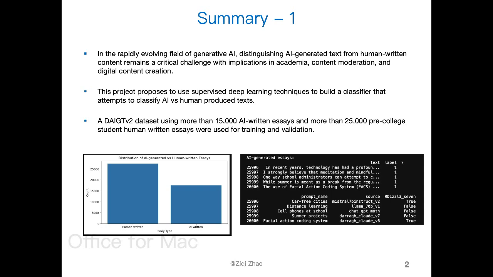And we can see in the bottom right corner of this page that in addition to the essays, they are labeled. A label of 1 means that they are AI written, and all of these essays were generated or written based on certain prompts, such as car-free cities or distance learning. And there's also a source column showing where it came from, or what large language model was used to generate these essays. And finally, there's a Riddle 7 column, which was used for a Kaggle challenge we can ignore in this project.